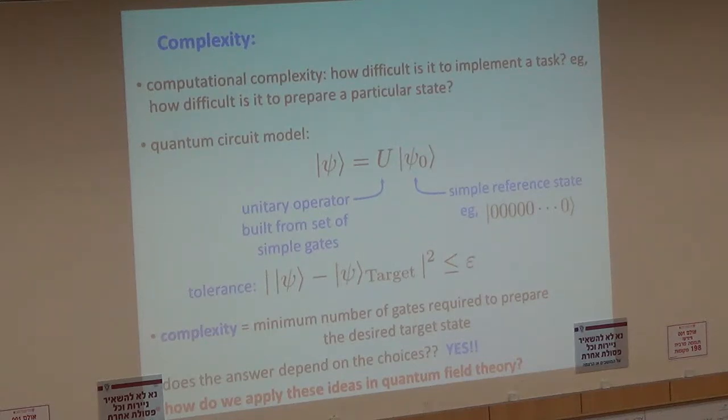But perhaps I should just pause and ask if there are any questions about these general rules. If not, we'll charge ahead.